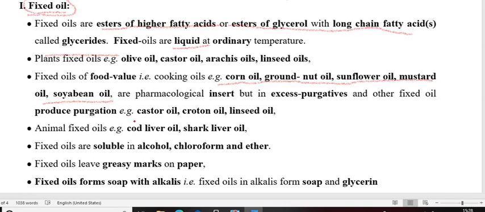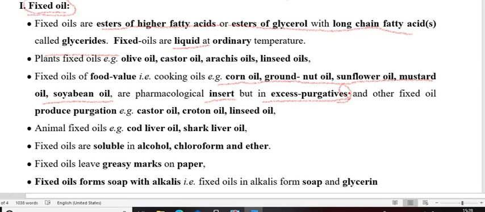So a very important property of these oils is that fixed oils are inert in nature, but when anyone takes these fixed oils in excess quantity, they produce purgatives. So what are purgatives? Purgatives are agents that, when you take them, produce purgation, or expel the bowel or stool material, and relieve constipation.